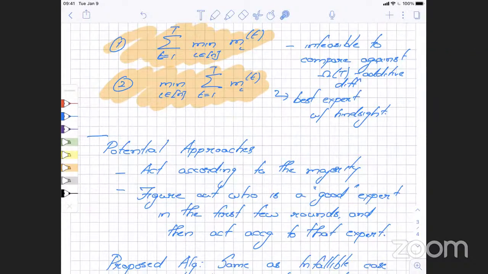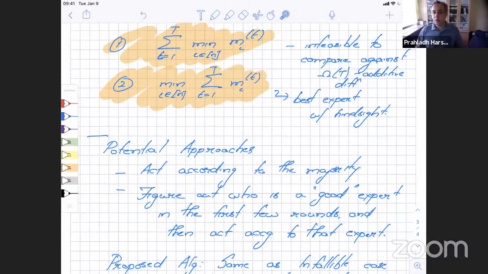In the infallible case, we always knew there is one expert that is correct all the time, and hence we could eliminate. Once you know somebody got it wrong, you know that there is another guy who's going to get it correct. There was another guy who performed at least as good as this person. Therefore, you could drop them. But now you don't know this.